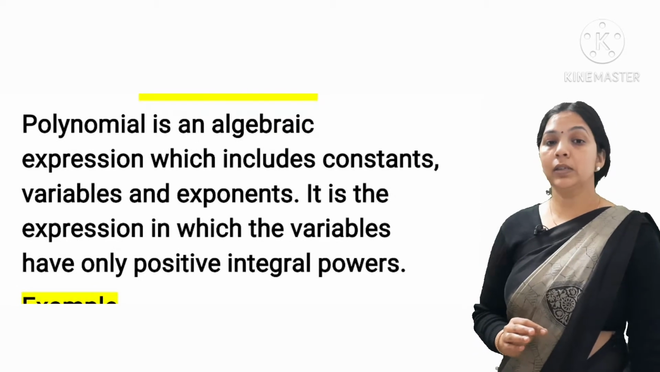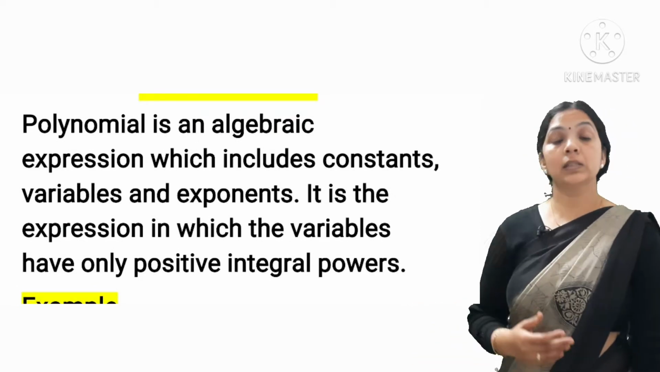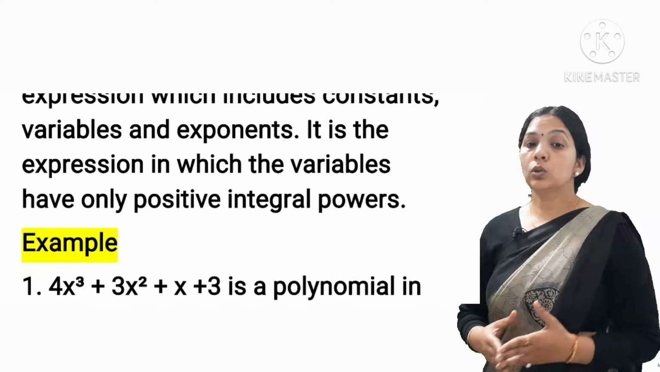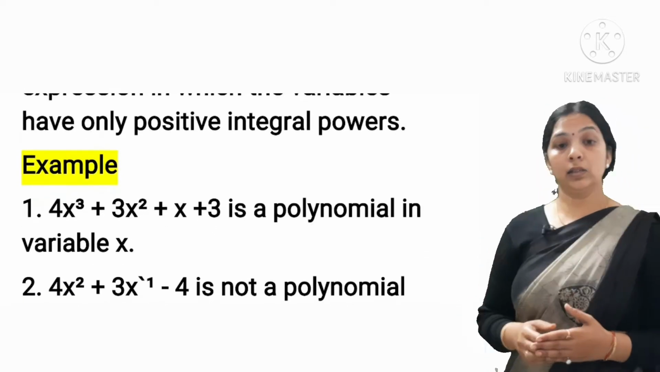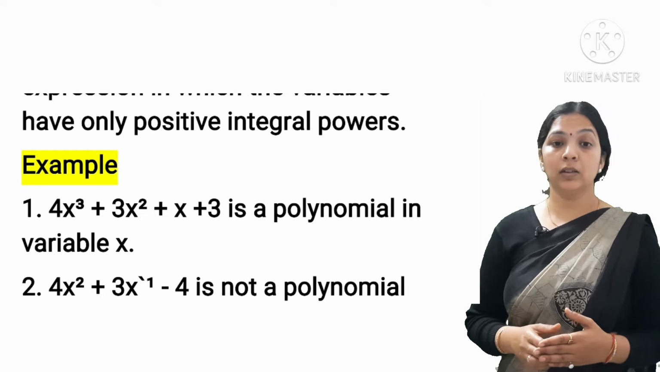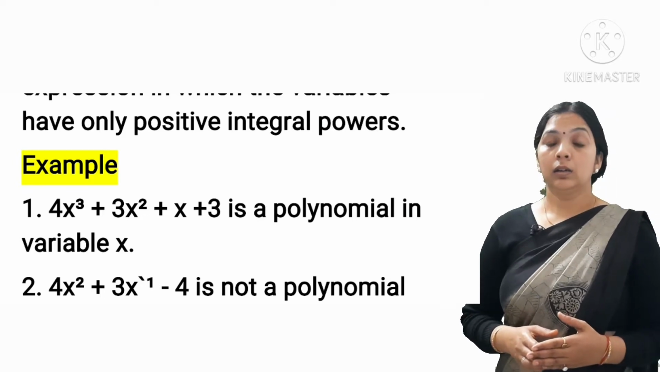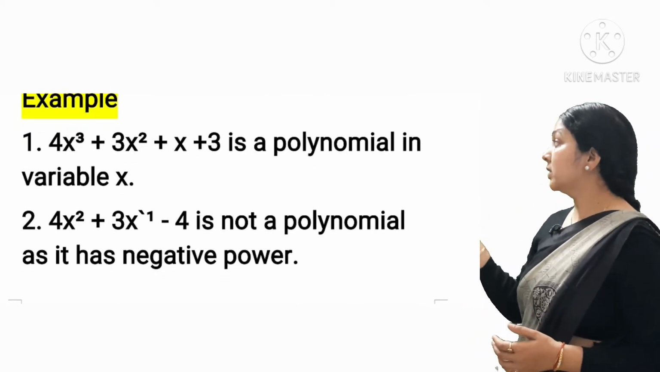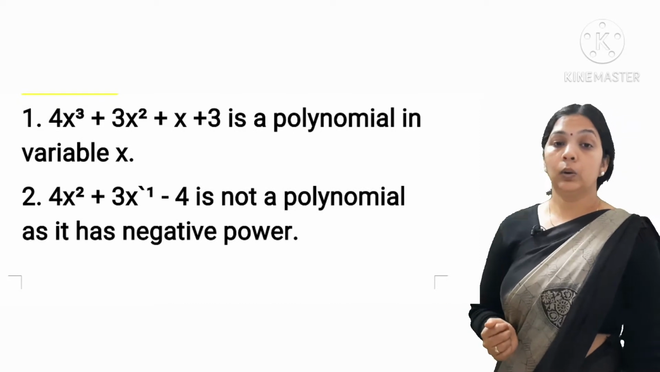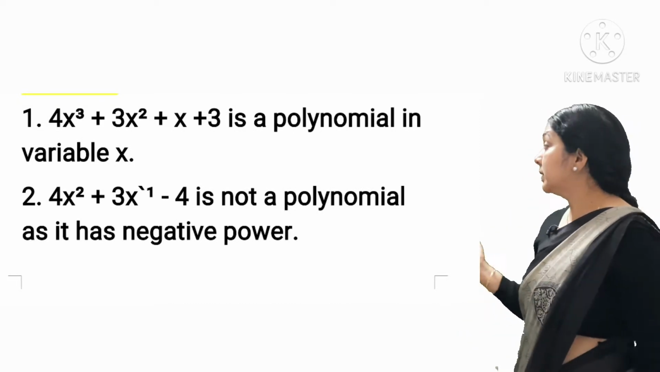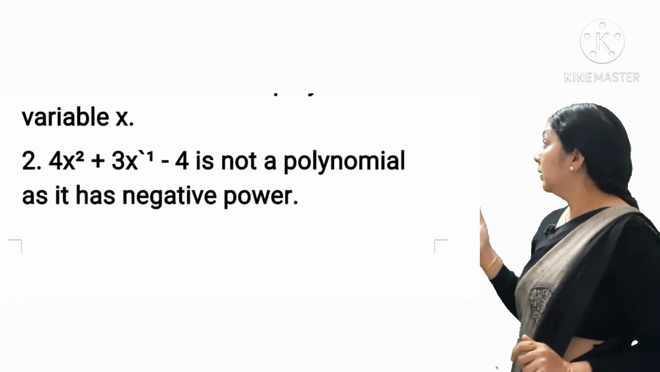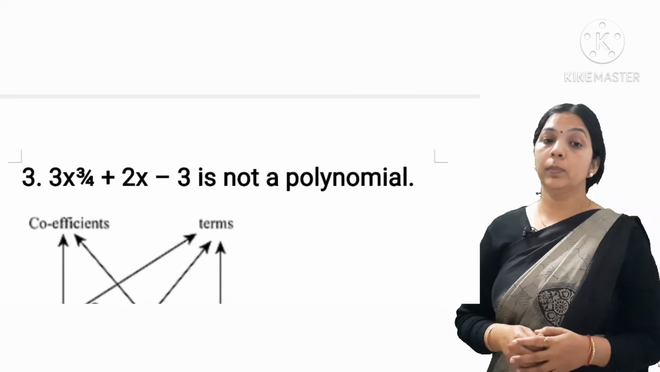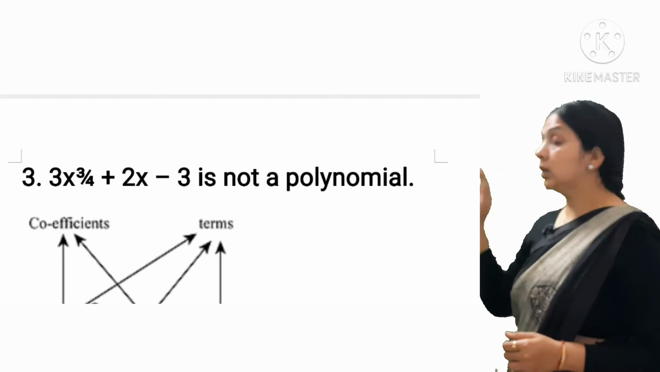Now, for example, you can see here that 4x cubed plus 3x square plus x plus 3 is a polynomial in variable x. So, if we write down 4x square plus 3x to the power minus 1 minus 4, it is not a polynomial. Why? Because it is having a negative power. That means that is x raised to power minus 1. Let's take one more example: 3x raised to power 3 by 4 plus 2x minus 3. It is also not a polynomial because the variable x is having power 3 by 4.